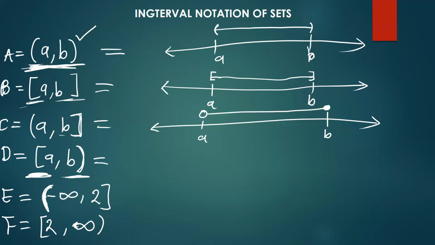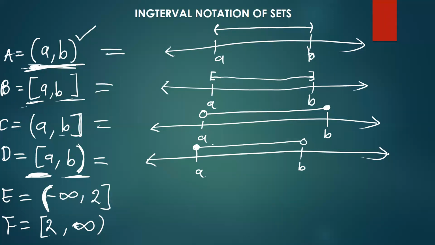For this one, it's open at B, closed at A. So it's closed at A and open at B. If you want, you can use circles, or if you want, you can use the brackets. You'll still be marked correct. So since it's closed at A, you write like this, and it's open at B, you write it like that. So that's what you're supposed to do.